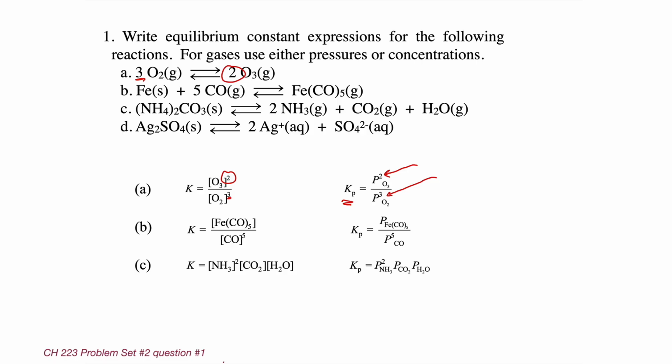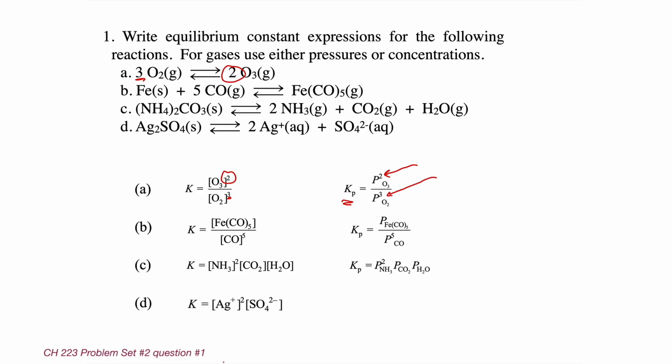The next one is similar, but notice that the whole reactant side is a solid. In this case, you would just divide by 1. All right, so if everything is a solid or liquid, then you just ignore it. So Kc would be the ammonia squared times CO2 times water, and you would just divide by 1. On the Kp version, it would be the pressure of NH3 squared times the pressure of CO2 times the pressure of water, and again, divide by 1, and either way is fine.